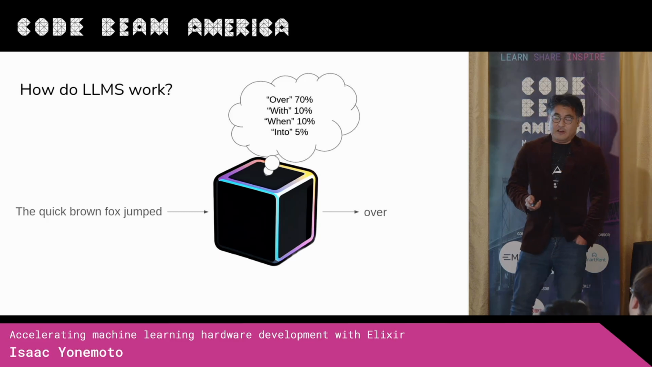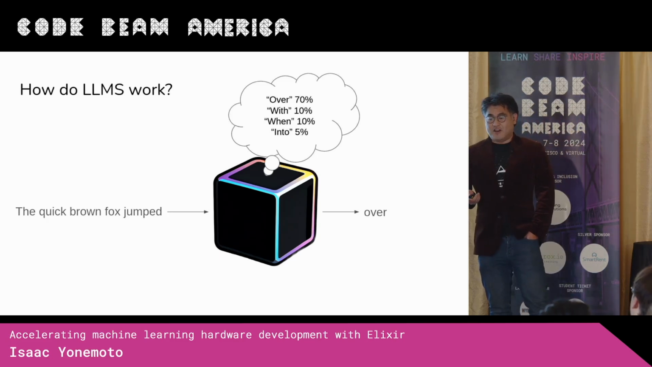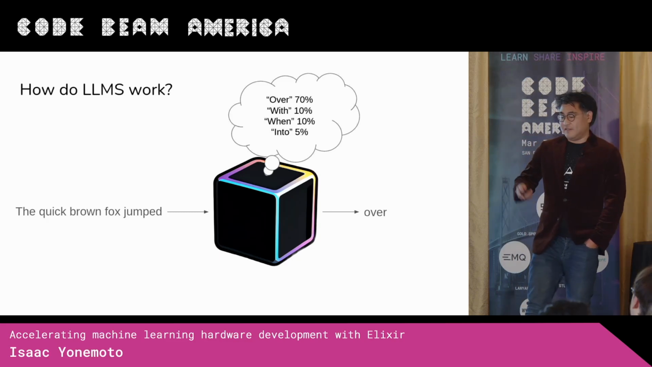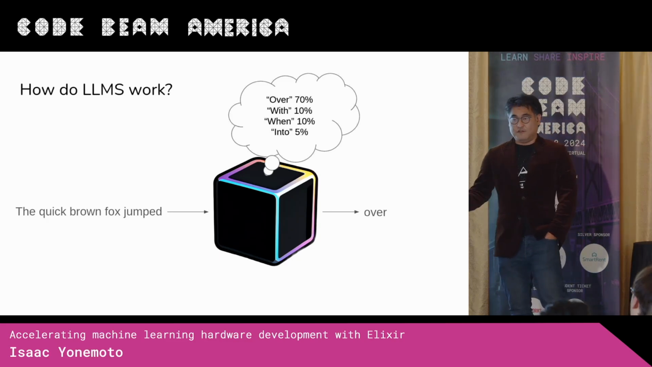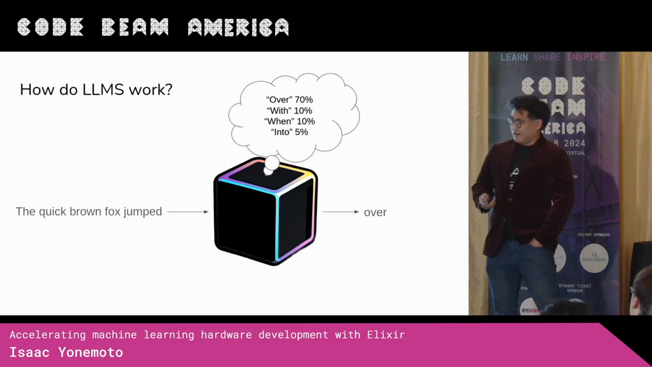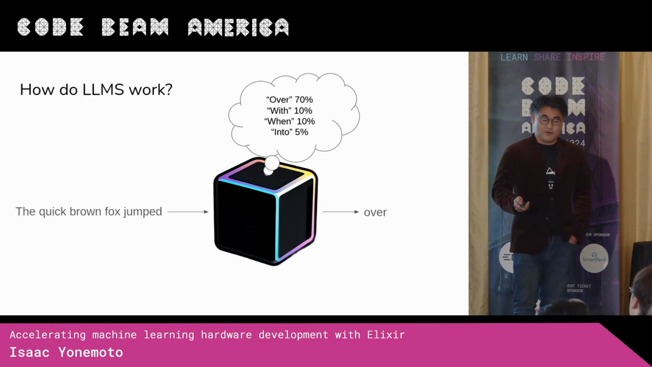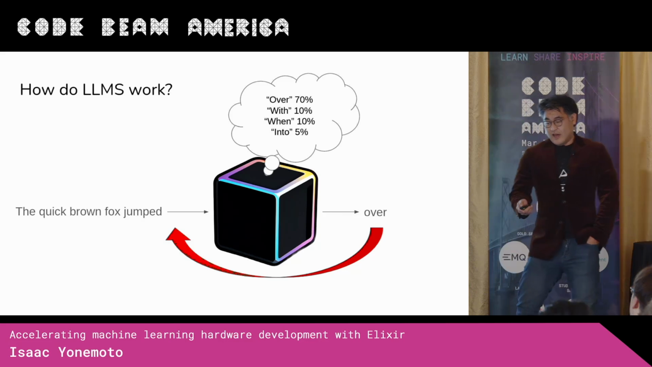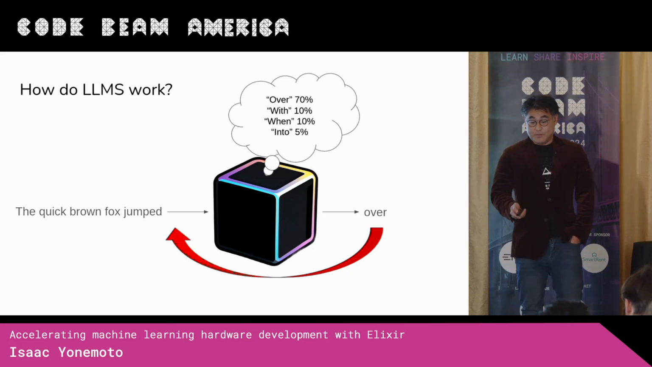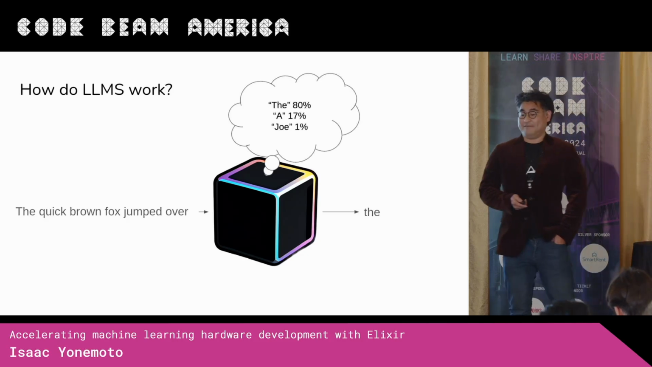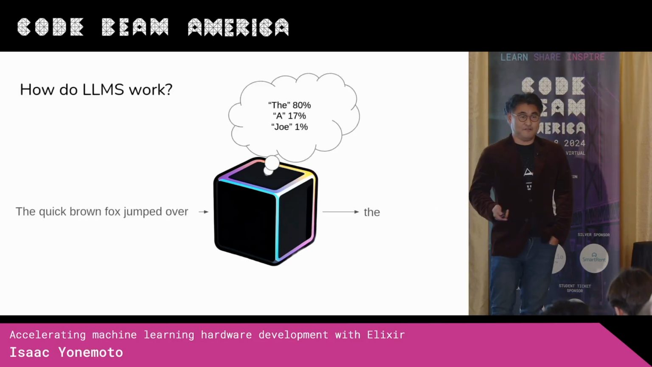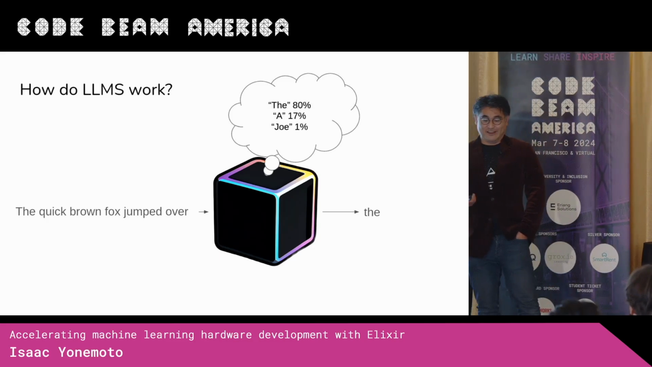What's going on under the hood is that the black box says, oh, I think the next word could be over, could be with, could be when, could be into, with these probabilities, and it just gives you the most likely one. You can also adjust settings so it doesn't necessarily do that, but usually this is what's going on. And then it will take that last token or word and append it to the front and go once again. So you can imagine this is a pretty compute-intensive cycle. It's kind of like a tail call.